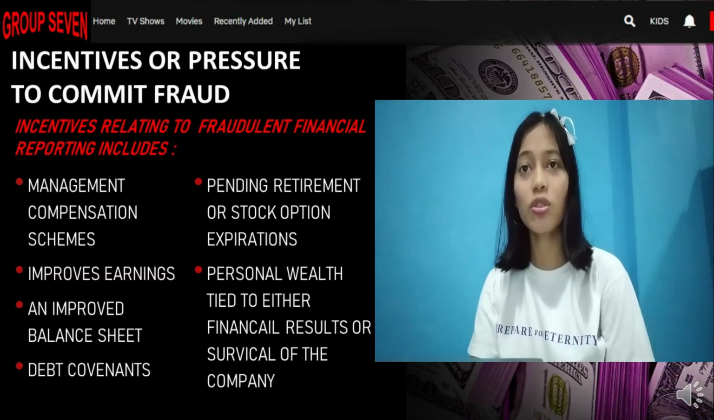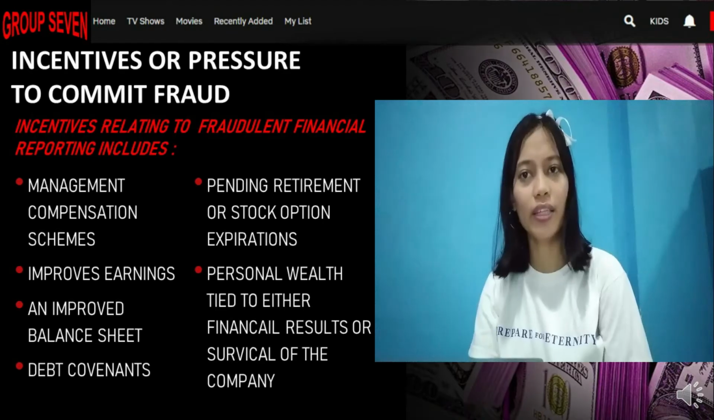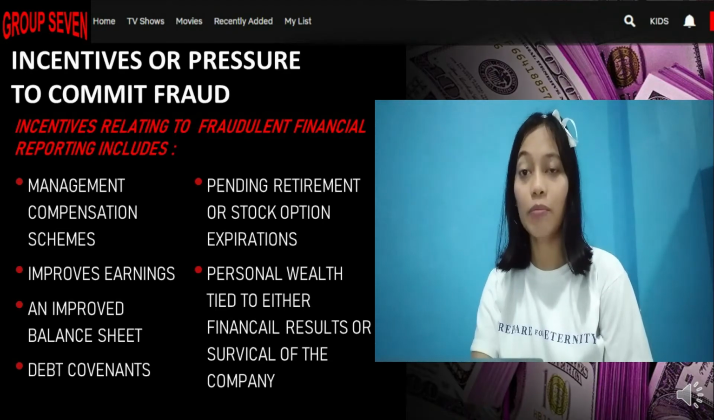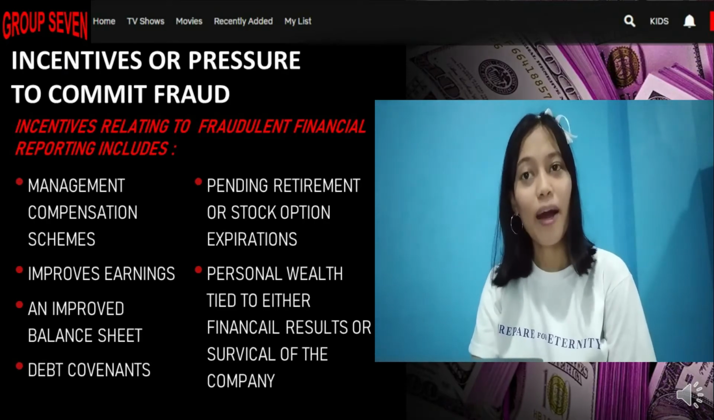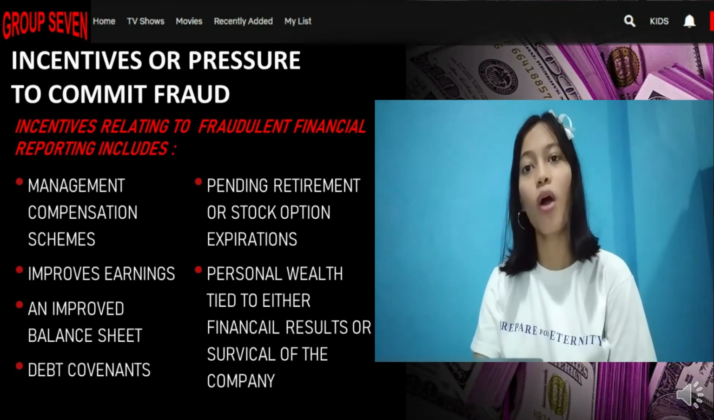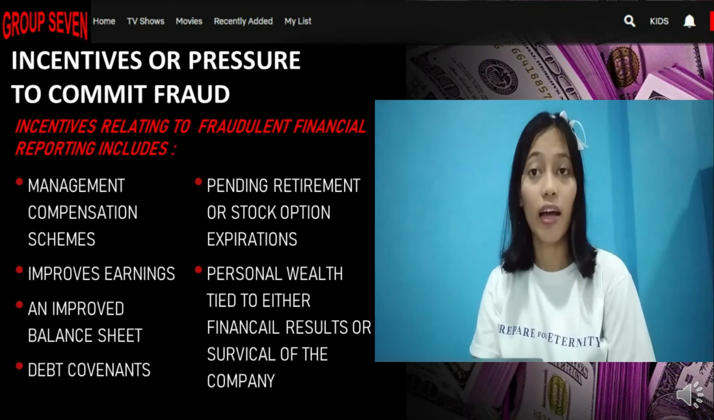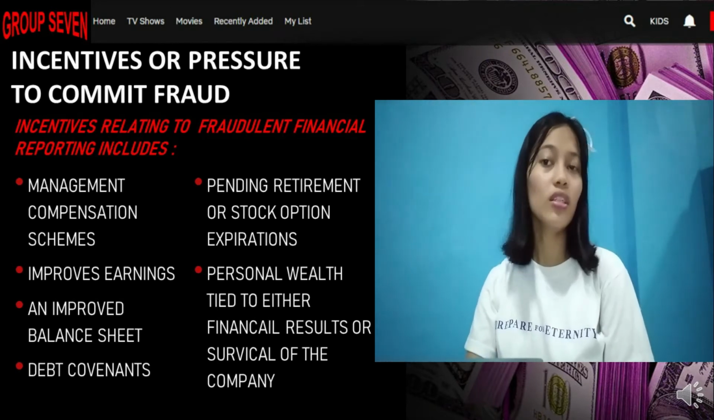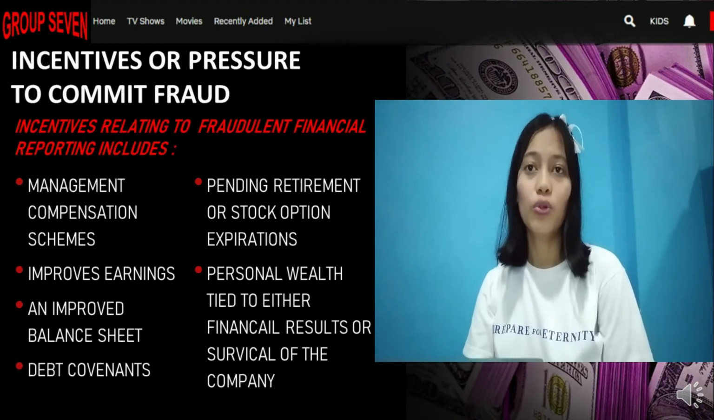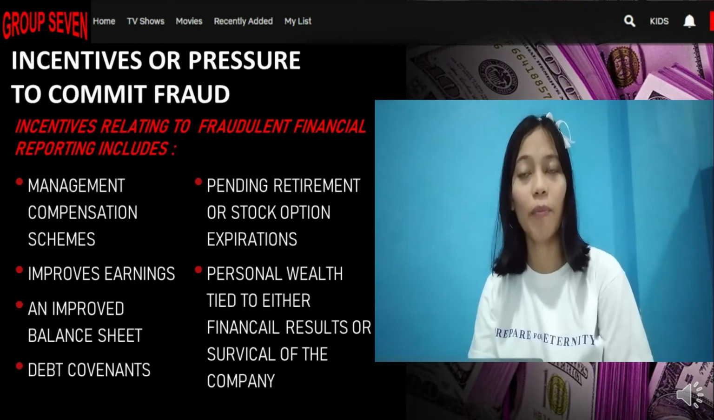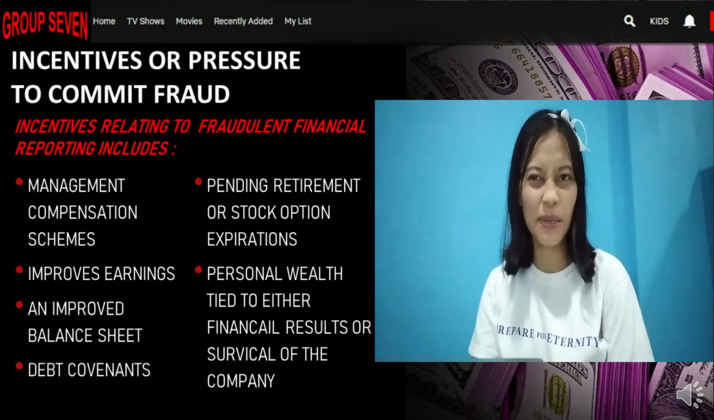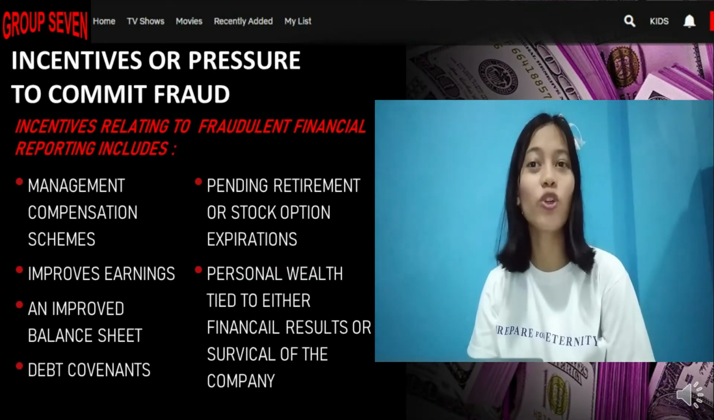Next is personal wealth tied to either financial resource or survival of the company. So, halimbawa, isa ka sa mga employee ng kumpanya at nakita mong pabagsak na ang company. Dudugain mo lahat para umunlad yung company. Bakit? Kapag nawala yung company, paano ka kikita, di ba? Saan ka pupulutin, di ba? So, iisipin mo na lang na sa pagduduga mo nung mga financial resources, financial reporting na yun is uunlad din yung buhay mo kasi hindi ka mawawalan ng trabaho kapag hindi nawala yung company. Next is greed. Ayan, sakim. Sakim sa pera. Hindi na sila nakokontento. Ano man ang meron sila, mas gusto nilang higitan kung ano pa yung meron sila.